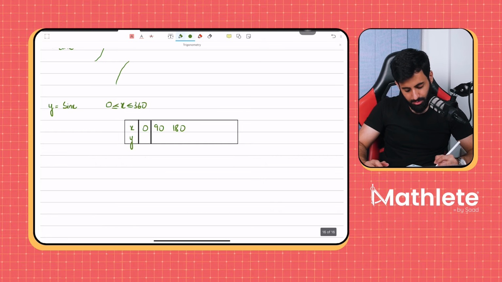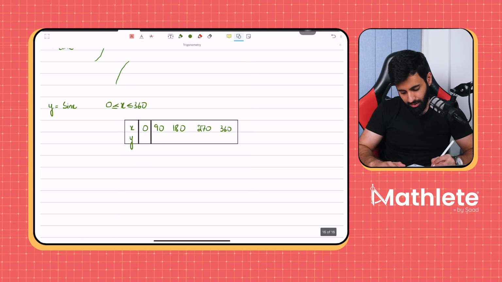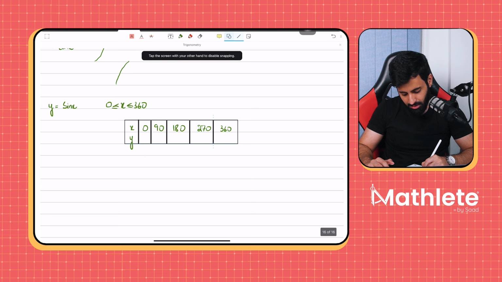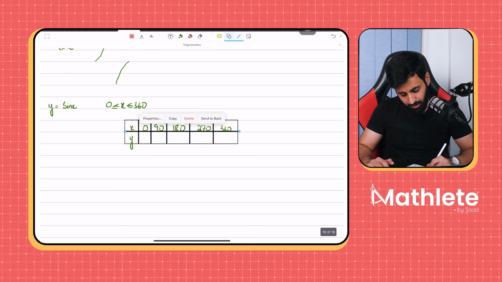So here's 90, and then 180, then 270, then 360 degrees. Now, I want you guys to take out your calculator and plug in these values for me. What is sine 0?